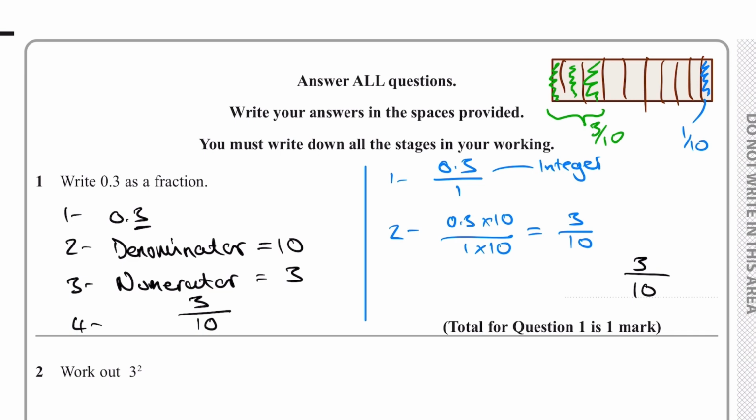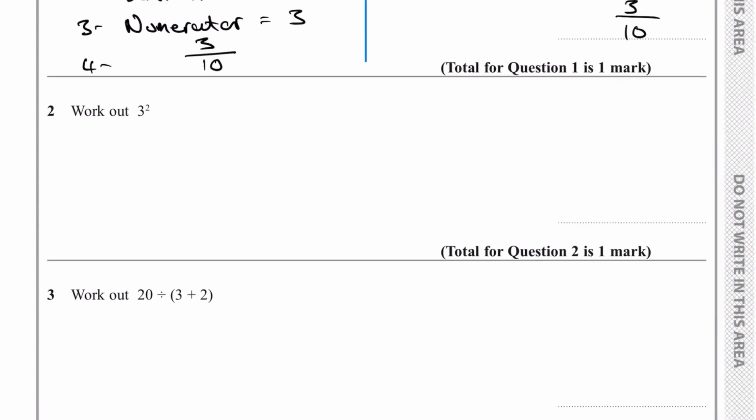Let's move on to question 2. For question 2, we're asked to figure out what 3 squared means. So what does this little expression actually mean? Well, 3 squared is what we call a power. It is also referred to as an exponent, index, or an order.